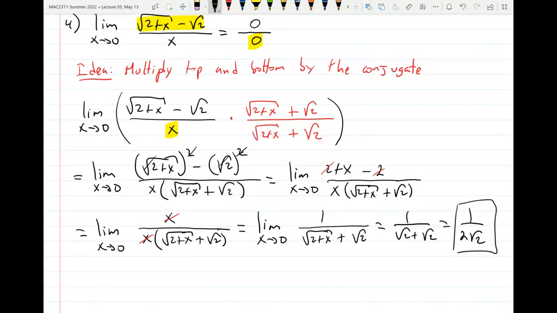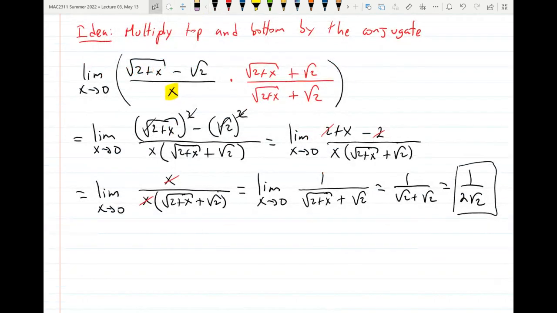This is a perfectly fine answer, but if you want, you should rationalize. Remember, to rationalize, if you stop there, it's okay, but sometimes the problem will ask you to rationalize. So in this case, just multiply top and bottom by square root of 2.